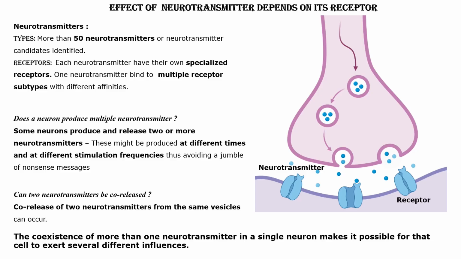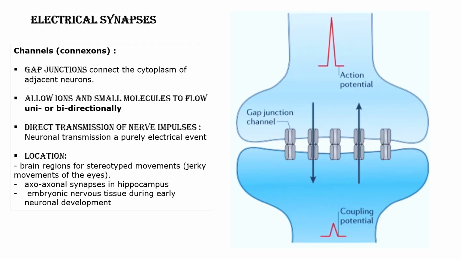Now, coming to the types of synapses, there can be two types: one is the electrical synapse and another is the chemical synapse. In the electrical synapse, there are direct channels or gap junctions which connect the cytosol of the postsynaptic and the presynaptic neuron. So when the action potential reaches the presynaptic neuron, there is a direct exchange of ions through these gap junctions, and therefore the neuronal transmission is, in this case, a purely electrical event.